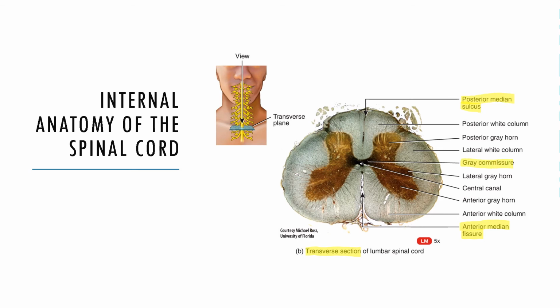Here is the gray commissure. This forms the crossbar of the H, and in the center of the gray commissure is a small space called the central canal. See that little hole in the middle there? This central canal extends the entire length of the spinal cord, and it's going to be filled with cerebrospinal fluid.